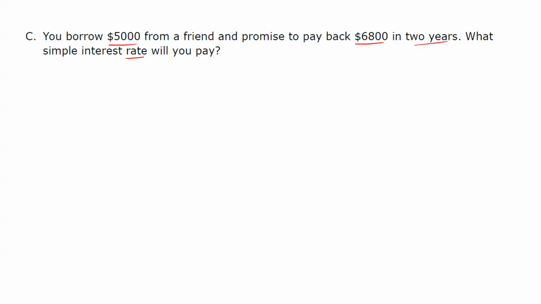Okay, so we know now that we're looking for the rate because our question is asking us what would the rate be. So we know the future value that you are paying back to your friend. That's 6,800. We know the principal, the original amount, which is 5,000. We know the time period in which you are going to pay them back, which is 2 years, but we don't know the rate. That's what we're looking for.